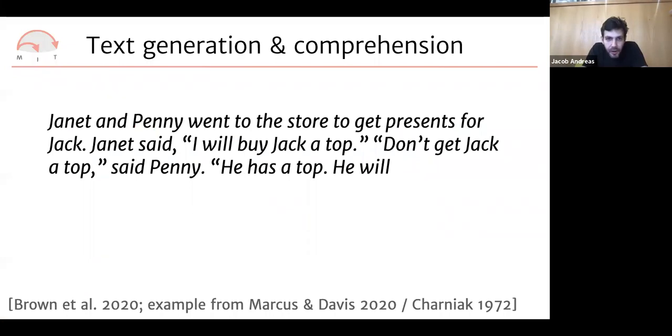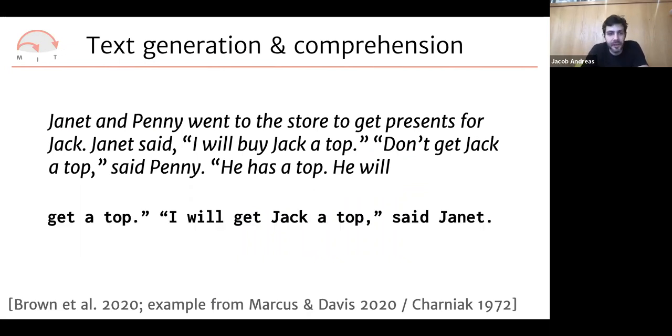Here's another passage. The passage reads as follows. "Janet and Penny went to the store to get presents for Jack. Janet said, 'I will buy Jack a top.' 'Don't get Jack a top,' said Penny. 'He has a top, he will...'" And we ask the same predictive model of text to complete this passage here. And it says, "'He will get a top, I will get Jack a top,' says Janet."